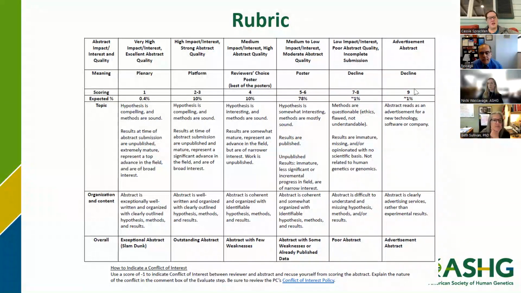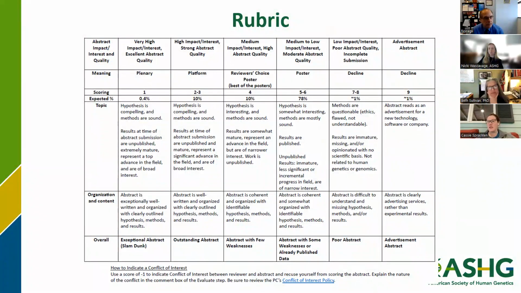Cassie? Yeah, just one thought that came to mind. I could envision potential reviewers asking if this means they're supposed to try to figure out if this abstract has been published before, because it's making that distinction there, right? So are we expecting our reviewers to do this sort of searching to figure out if it's published, or is that just if you already know this work is published because it's a field that you're in, and then you can score it that way?